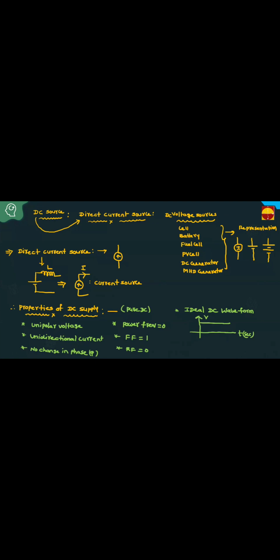Then where can we use this DC supply? You have to see the applications of DC supply. There are so many applications. You know that for charging of cell phones, we have to use DC only. Cell phones, battery charging. Even some toys use a DC source.